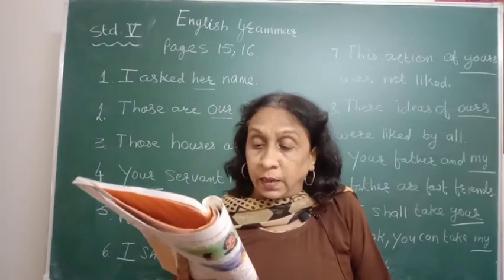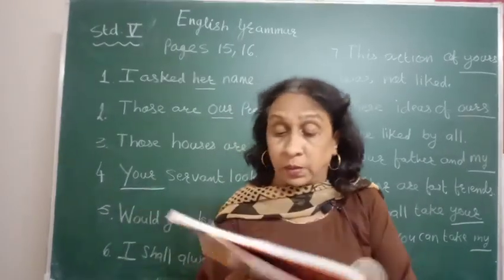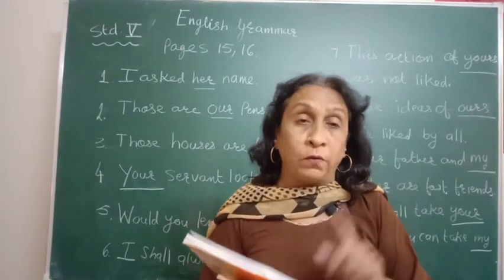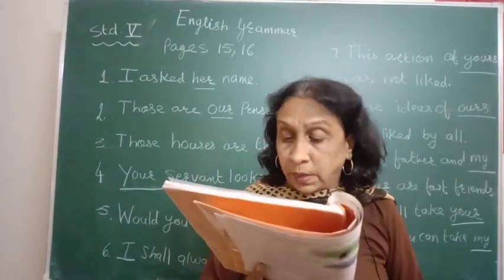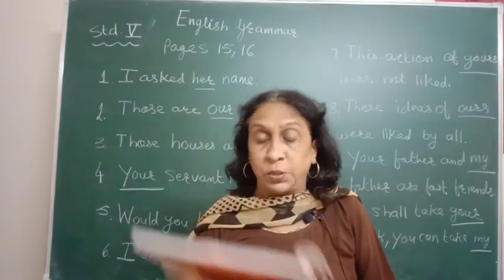Seventh one: They have two of their, T-H-E-I-R. Here theirs will not come. Possessive adjective. They have two of their houses in the street. And the house on the corner is also theirs.